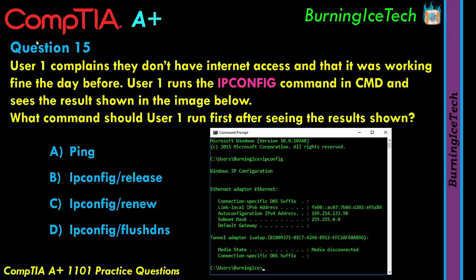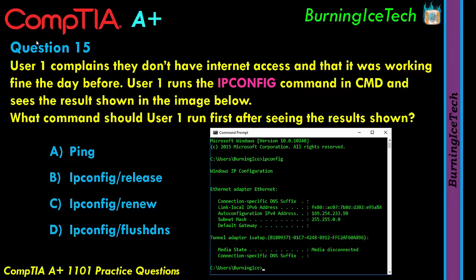Now looking at the picture, what's the IP address there, boys and girls? 169.254.something.something. What is 169? Remember from the previous questions? That's an APIPA. An APIPA means you don't have an IP address. That's why they can't access the internet, because they don't have an IP.